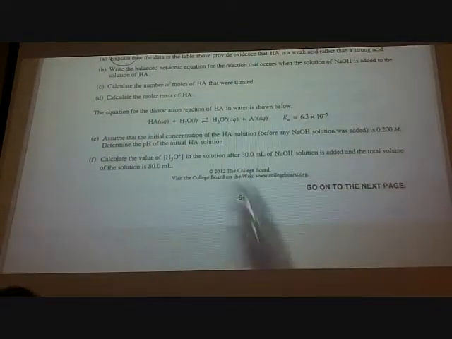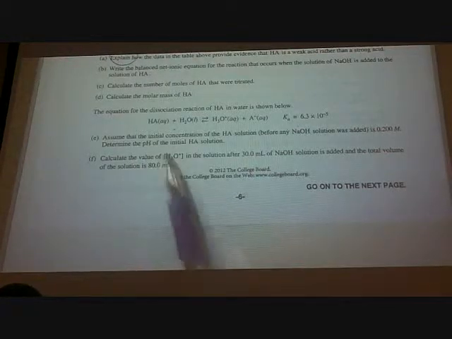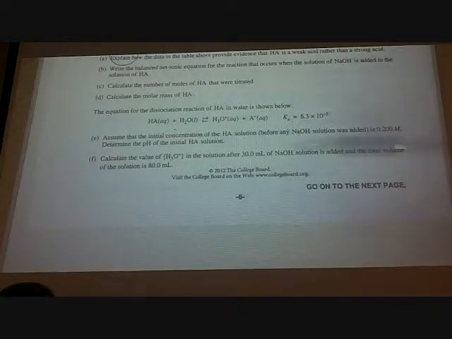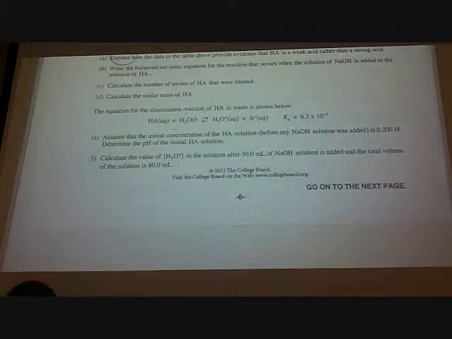All right, so here we have another equation. It says that the equation for the dissociation of HA in water is shown below, and you're given a Ka value. Part E says, assume that the initial concentration of the HA solution before any sodium hydroxide was added is 0.2 molar. And again, we're still playing off of the data from above as well. Determine the pH of the initial HA concentration. Okay. How would we do that?